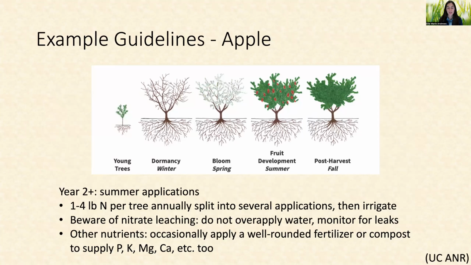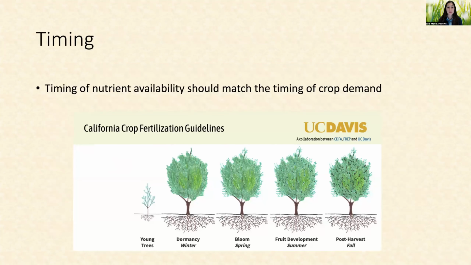You definitely want to make sure you're always monitoring for irrigation leaks. And thinking about other nutrients, you want to maybe occasionally apply a well-rounded fertilizer or compost to supply other nutrients that these trees will need, like phosphorus, potassium, magnesium, calcium, and the other ones that we talked about. So just be aware, you could do an occasional well-rounded fertilizer application as well, just to cover the bases.